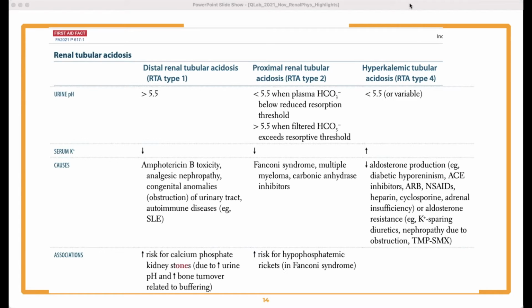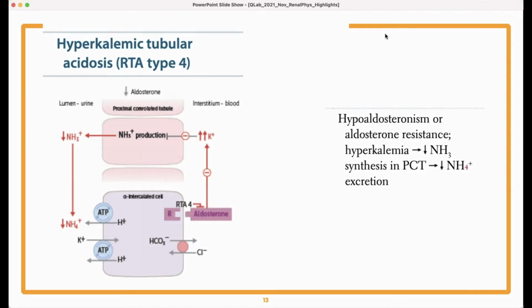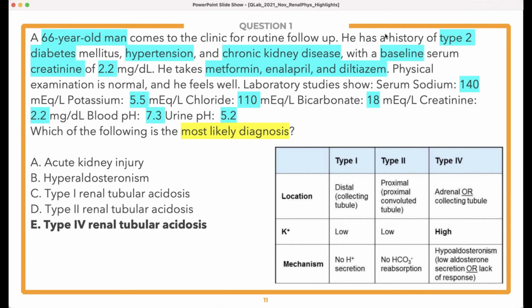So if we go back to our question and our answer choices, you can see that type 4 RTA is the best one. We have an acidosis, 7.3 blood pH. It's likely metabolic because of that low bicarbonate. Normal anion gap. RTA is definitely a good thing to think about, especially if they're giving you a urine pH and you see potassium slightly elevated. Now the other answer choices: type 2 RTA has hypokalemia, so we know that's not correct. Type 1 RTA also has hypokalemia, so we know that's incorrect.